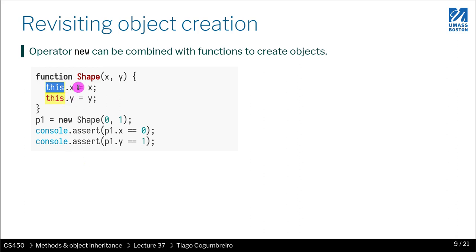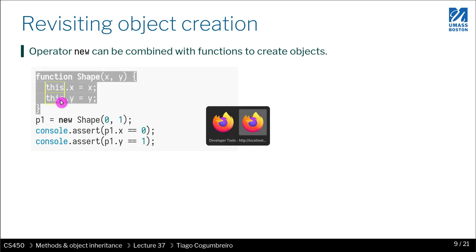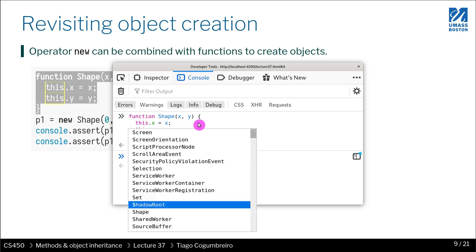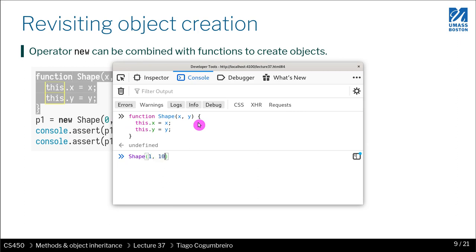So what are you doing here? When I'm in this function, I'm defining a function called shape, and I'm passing X and Y, right? And now I'm mutating this.x and this.y. So the this here represents the shape function that you are defining. And this is kind of silly, right? If you were just using it, you would do something like this: I have a shape, and I call it with 1, 10. It doesn't return anything, so that's kind of silly.